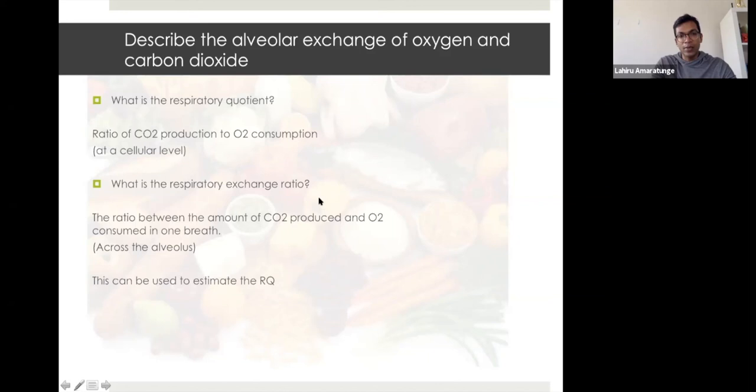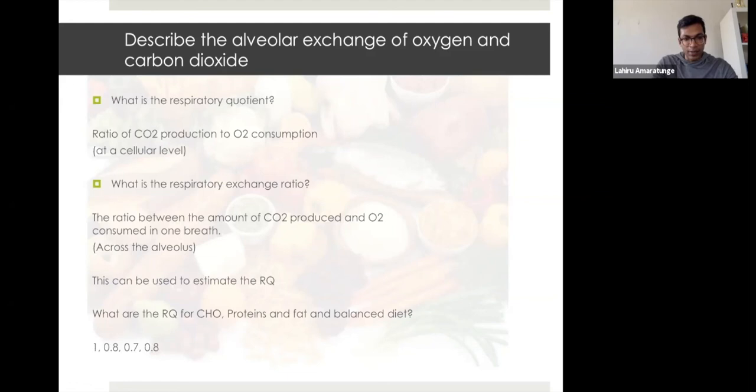I don't think it's too important to know the details of that, but one of the questions that we often get asked is, what is the respiratory quotient for a carbohydrate diet versus proteins versus fat, and then a balanced diet, as Kaz mentioned. So the balanced diet, normal Western diet, is about 0.8 for the respiratory quotient, one for carbohydrates, 0.8 for proteins, and 0.7 for fats.